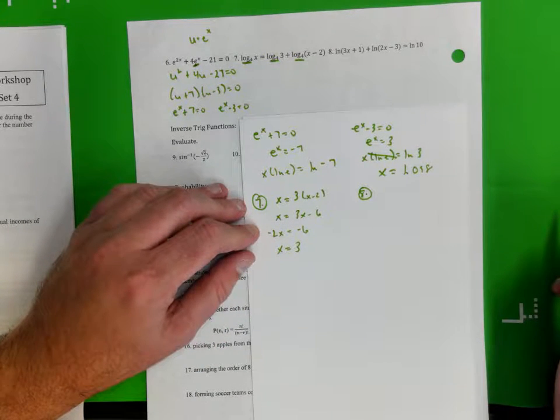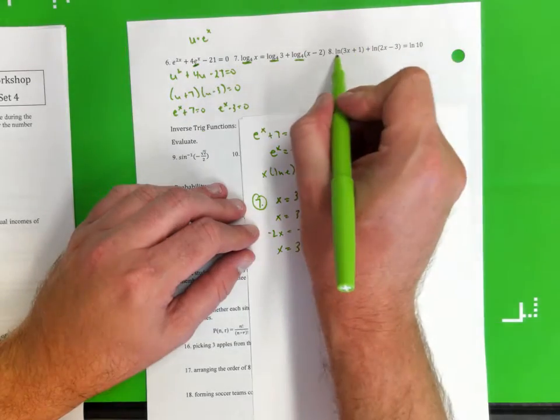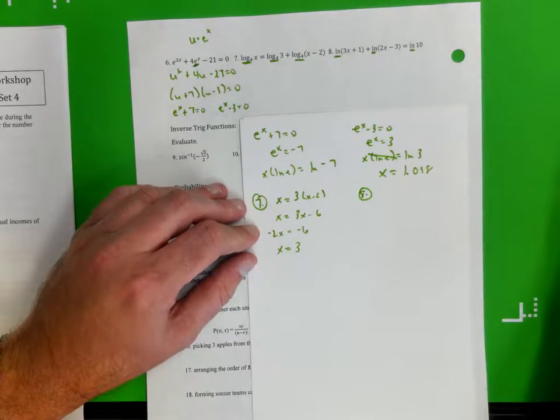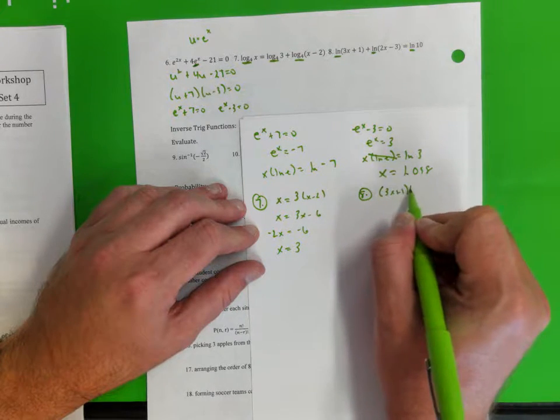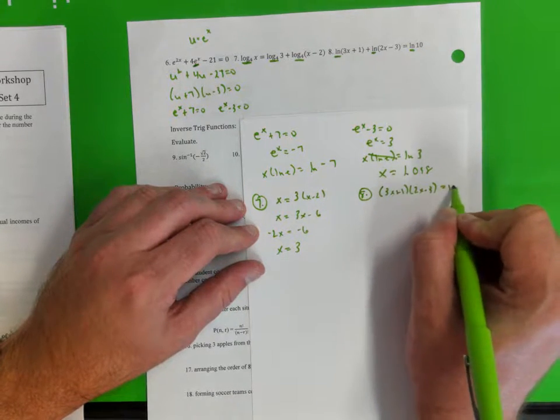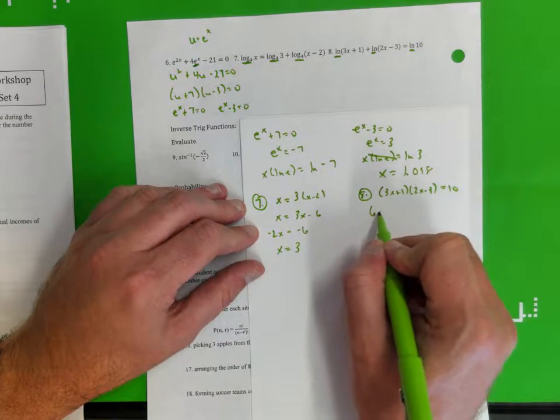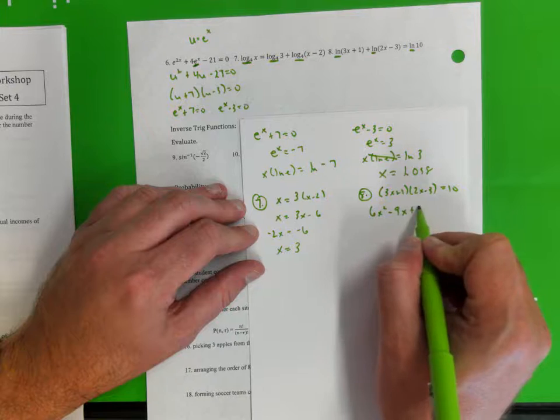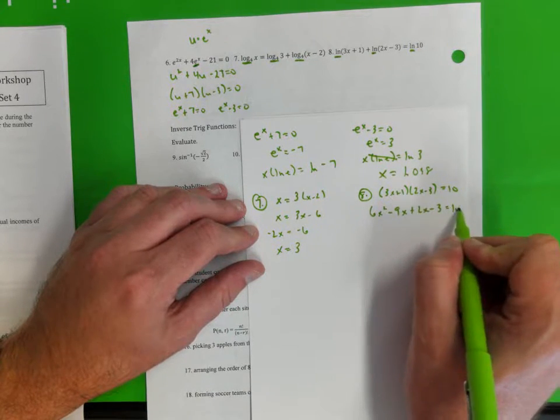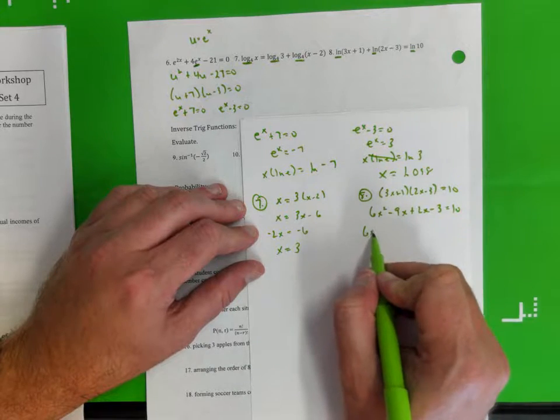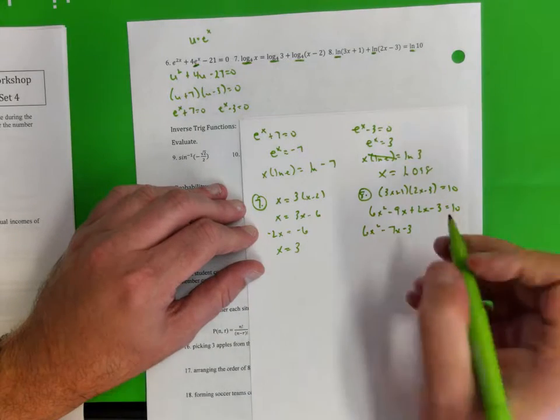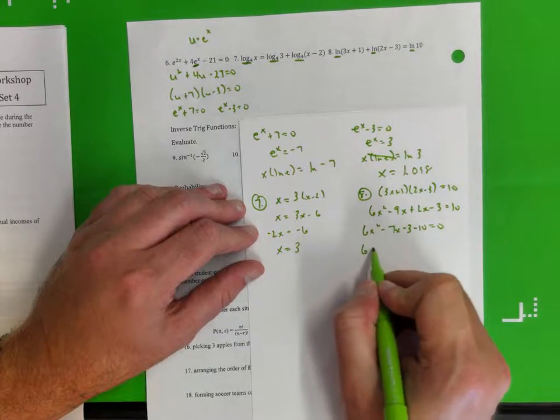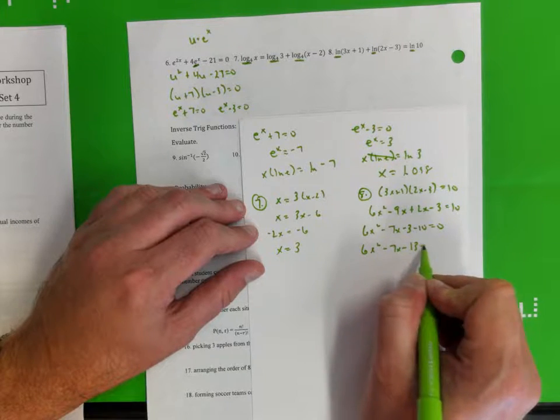Number 8. What is throughout the whole problem here? Natural log. I can drop that. It's plus, so I can do the what rule? Product rule. I'm going to multiply these. That's 6x squared minus 9x plus 2x minus 3 equals 10. That gives me 6x squared minus 7x minus 3. Bring that 10 over because it's quadratic. Get it set equal to 0. So 6x squared minus 7x minus 13 equals 0.